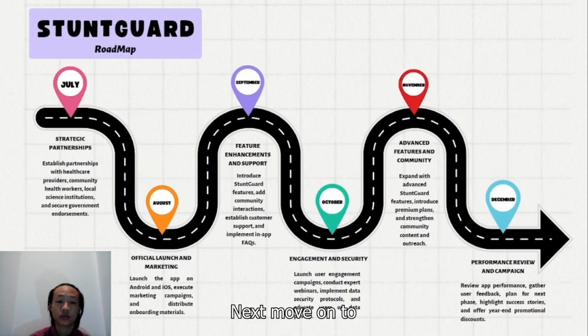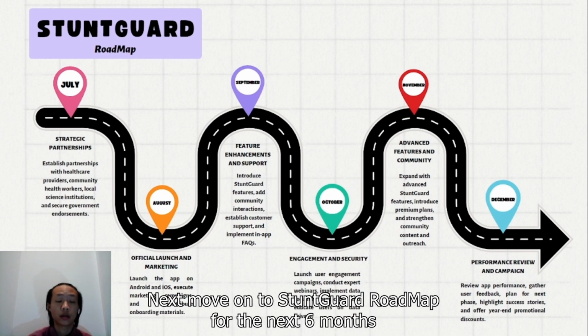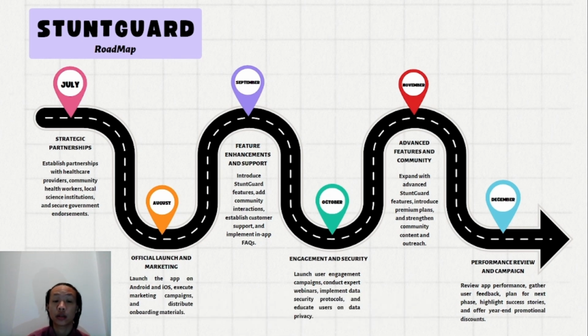Next, let's move on to the StuntGuard roadmap for the next 6 months. In July, StuntGuard will hold strategic partnerships with healthcare providers and community health workers. In August, StuntGuard will officially launch the application and marketing. In September, feature enhancement and support.